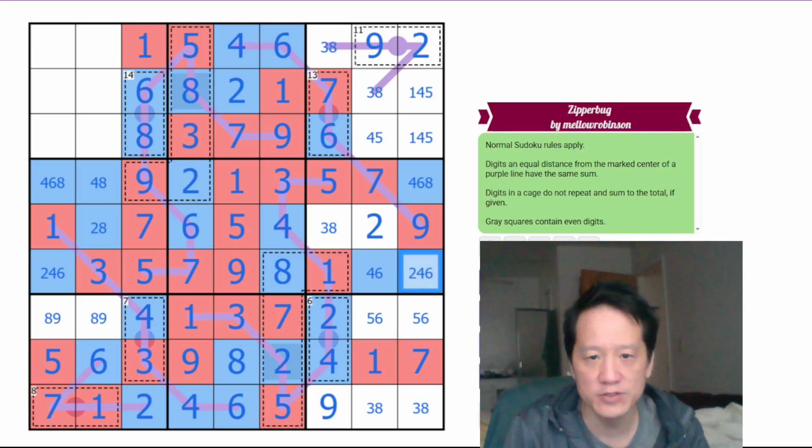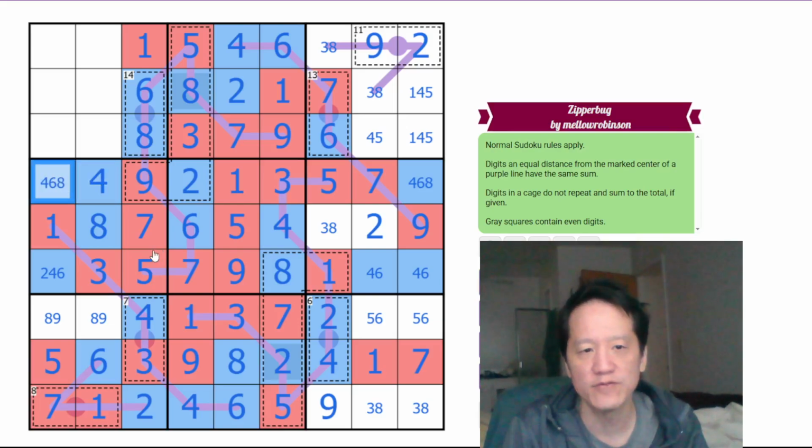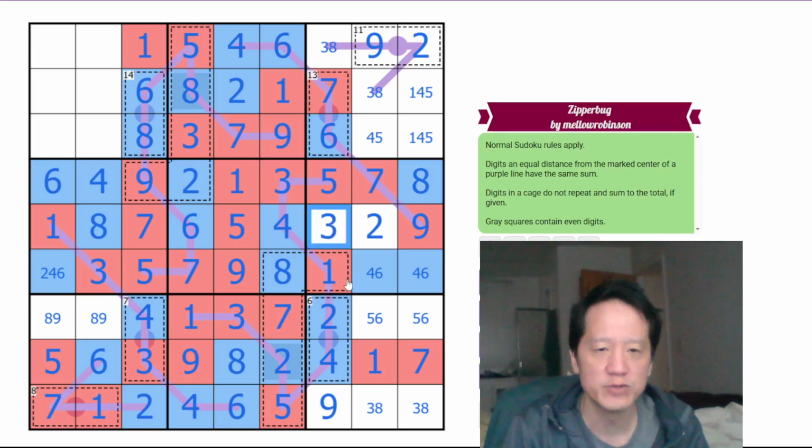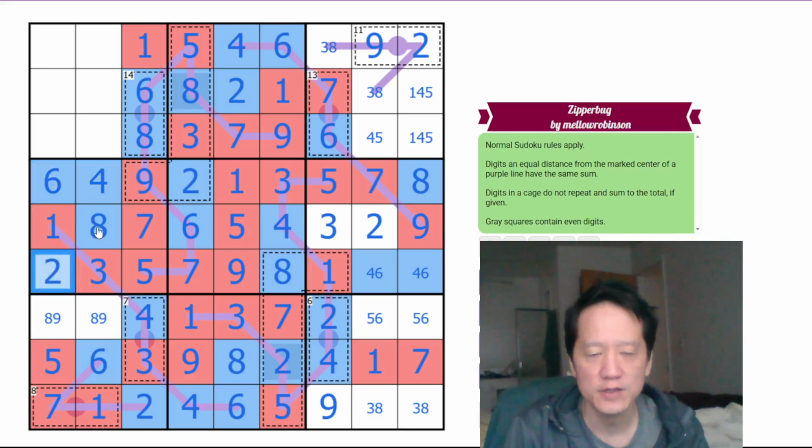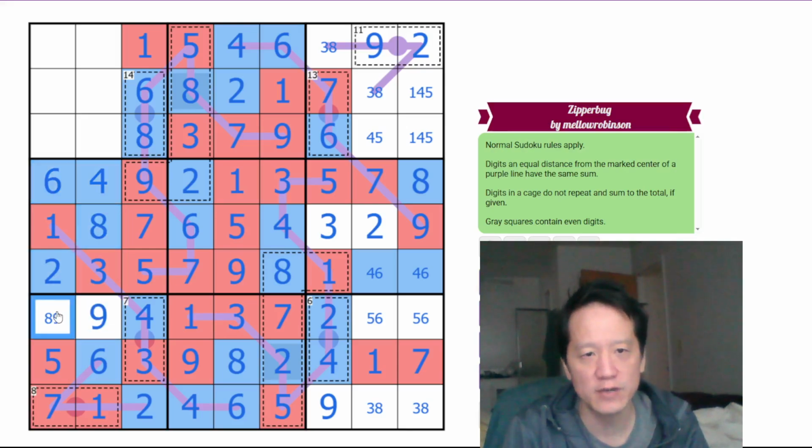This can no longer be 2. This can no longer be 2, so this must be 8. This 8 means this can't be 8, so that's a 4. This can't be 4 or 8, so this must be 6. This can't be 4 or 6, so this must be 8, which makes that a 3. This must be a 2, because that's the only digit remaining. This 8 means this can't be 8, so this is 9, which makes that 8.